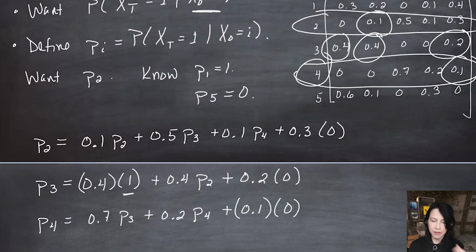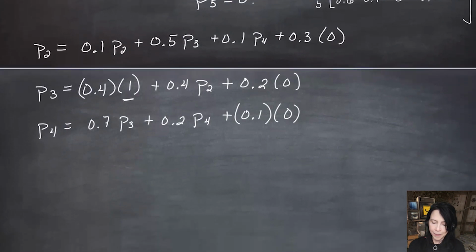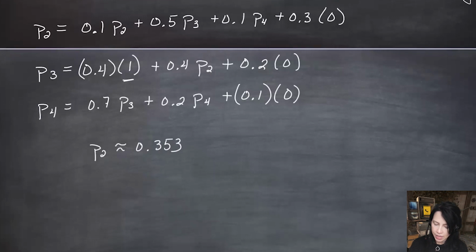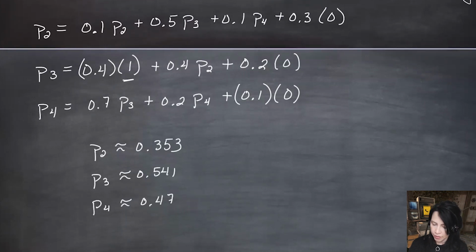So I have a system of 3 equations here. You can solve them in a similar way. I set up a little matrix system of equations, and I got that P2 is approximately 0.353. P3 is approximately 0.541, and P4 is approximately 0.474.